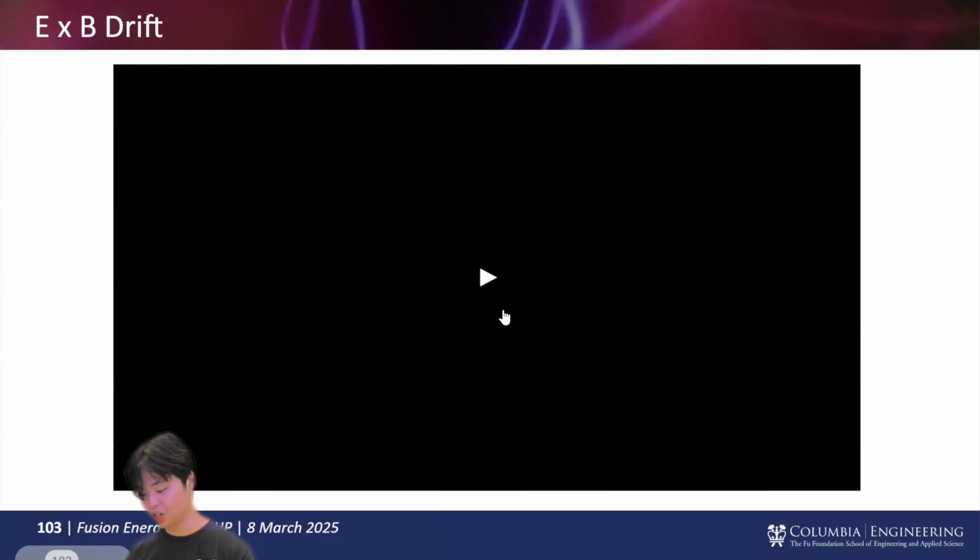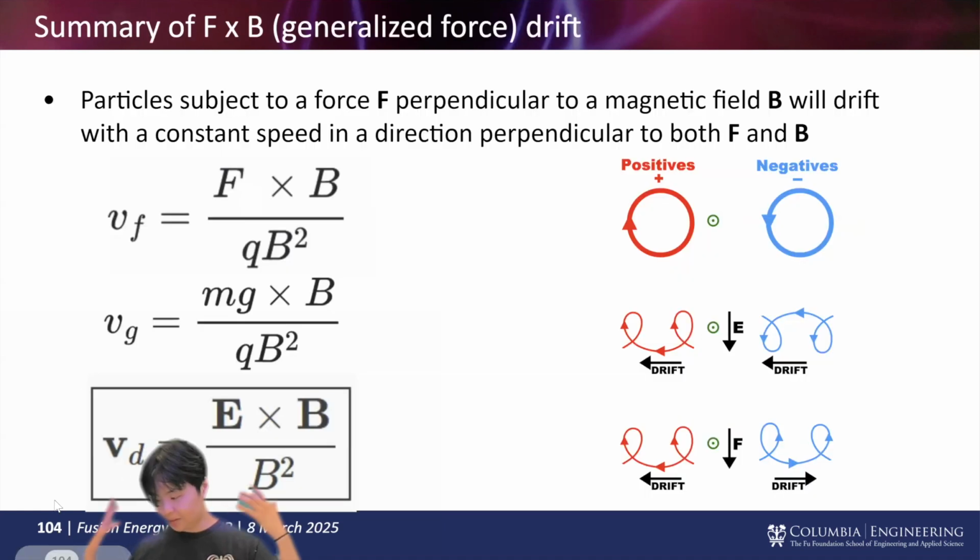I think other teachers have other methods of doing the cross product, but I use a very traditional right-hand rule. The summary of the F cross B, the generalized force drift: particles subject to a perpendicular force in a magnetic field will drift with a constant speed in a direction perpendicular to both F and B. And depending on how F is written, it can be either charge dependent or non-charge dependent, right?